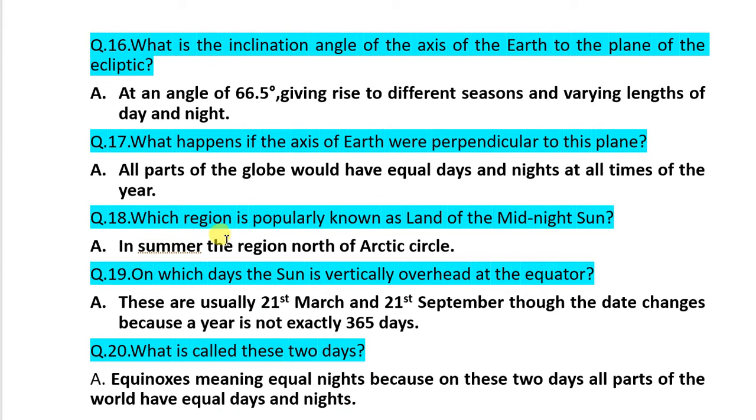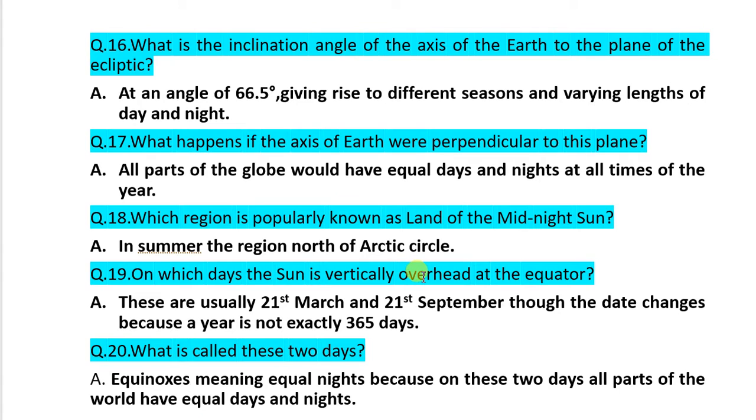Next question, which region is popularly known as the land of the midnight sun? Answer is in summer, the region north of the Arctic Circle. Next question, on which days is the sun vertically overhead at the equator? Answer is these are usually 21st March and 21st September, though the date changes because the year is not exactly 365 days.